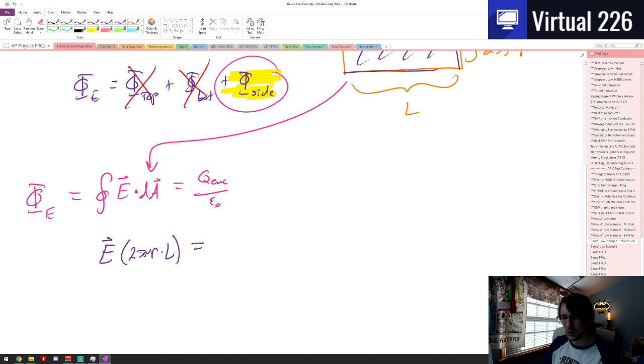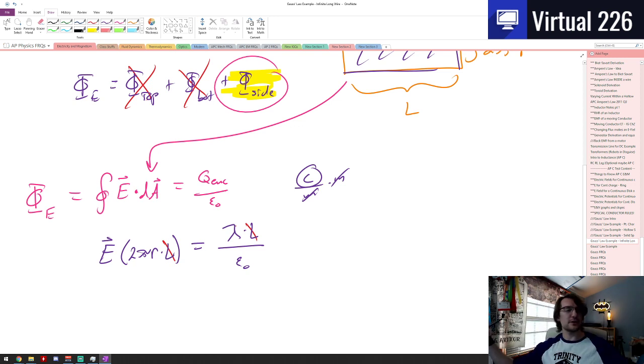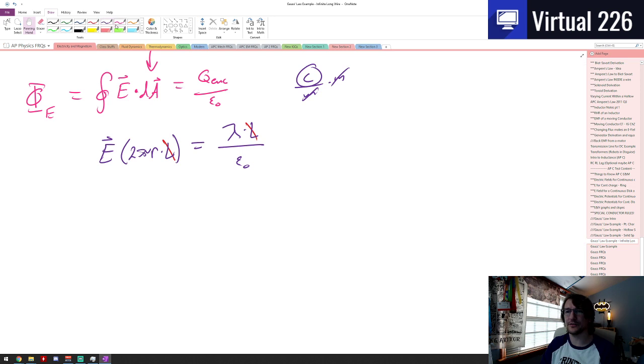This has to equal, well, what's our charge enclosed? What's that charge on the inside? Well, it was the charge density multiplied by a length, because that's like coulombs per meter times meters. That gave us coulombs. And we divide that by epsilon naught. Now, if we want to solve this for E, we can see that our L's go away, which is awesome. It doesn't matter if you have a very, very long cylinder or a very, very short cylinder. The L's have gone away there. The length of the cylinder doesn't matter.